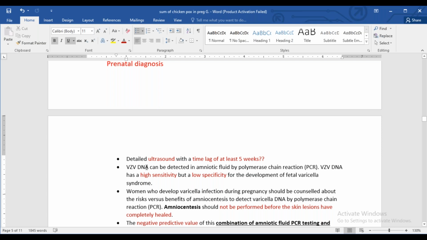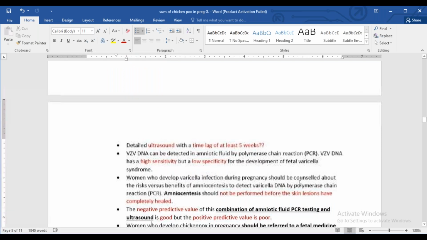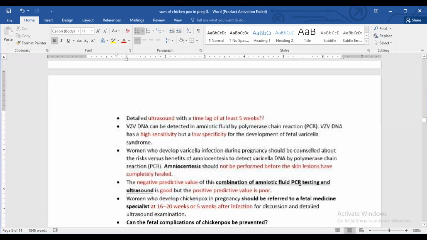There's another thing, I don't know if it's also stated in the GTG or not, but the RCPI guideline talked about the PCR. They give some details about the PCR diagnosis. You can aid the diagnosis, and they talked about its sensitivity and specificity.